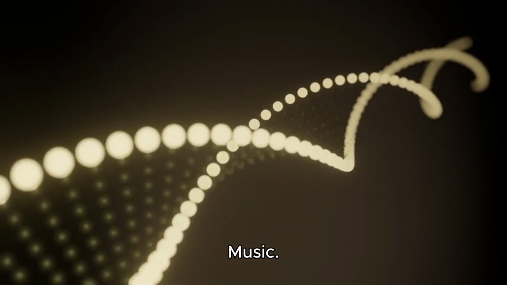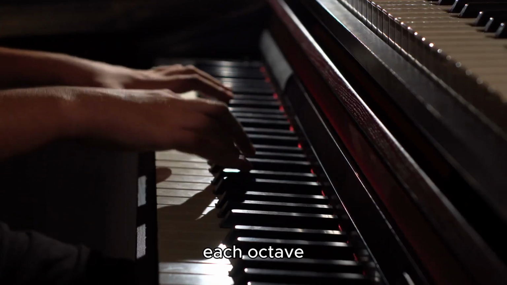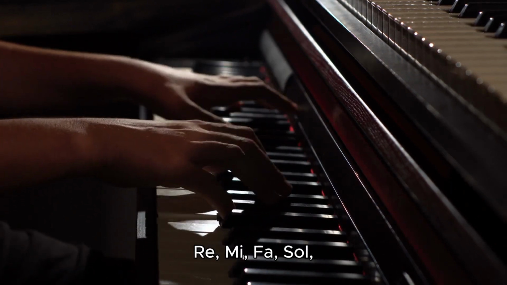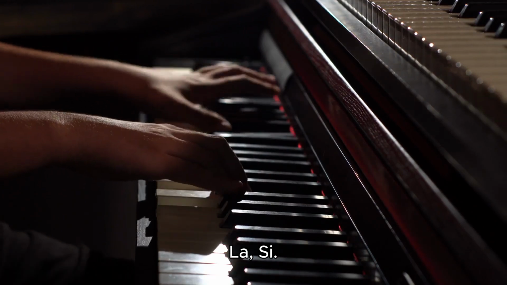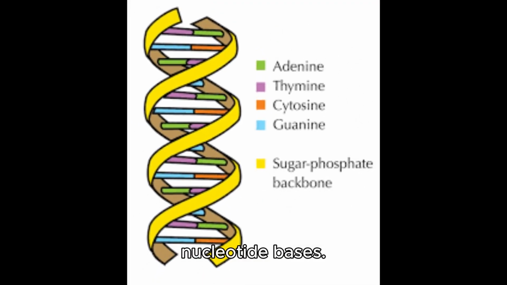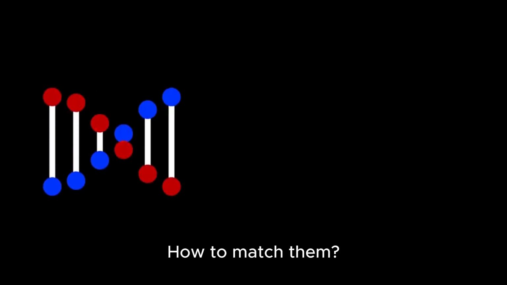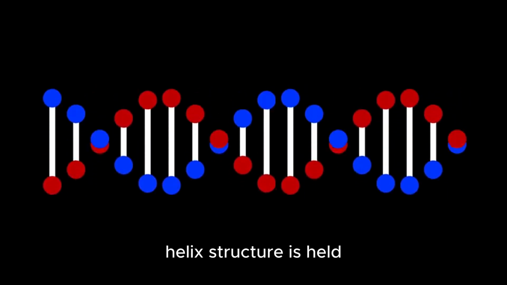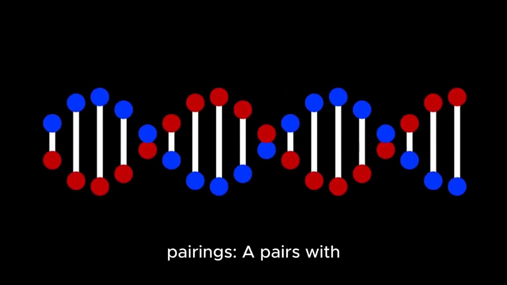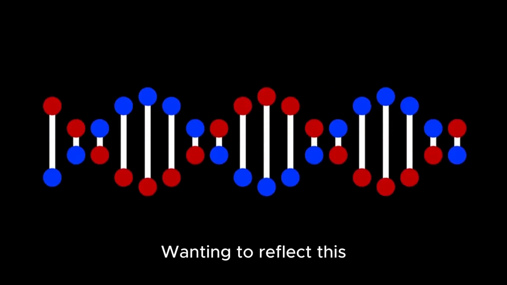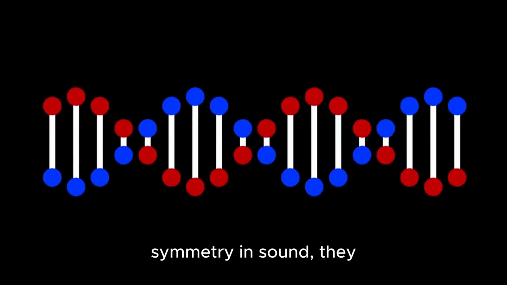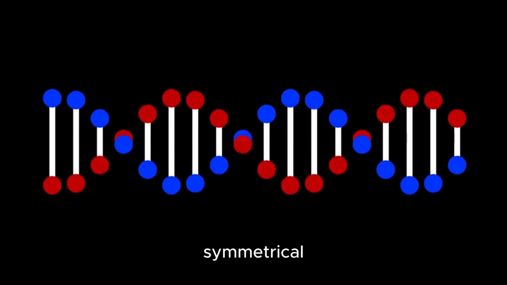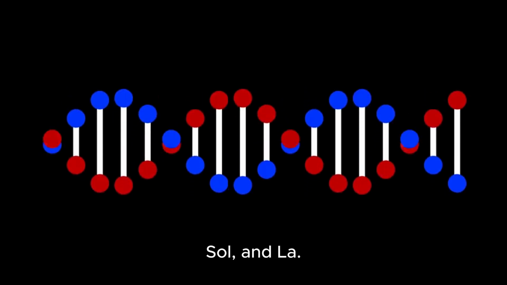DNA becomes music. In Western music, each octave contains 7 basic notes: do, re, mi, fa, sol, la, si. But DNA only has 4 nucleotide bases. How to match them? Hayashi and Munakata realized DNA's double helix structure is held together by specific pairings. A pairs with T, and G pairs with C. Wanting to reflect this symmetry in sound, they chose musical notes that also had a symmetrical relationship: mi, sol, and la.